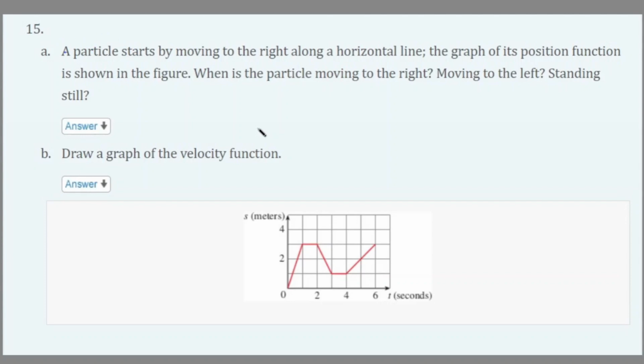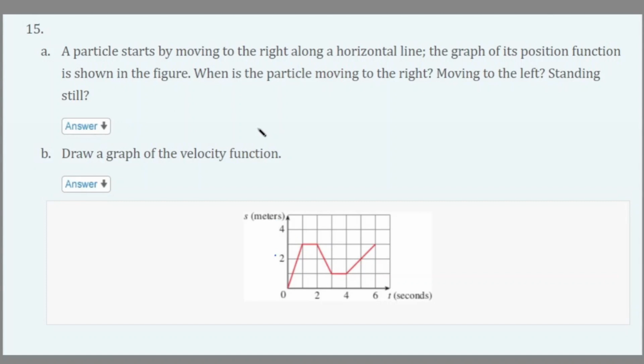Alright, so I want you guys to try number 15, and so you could pause the video and try that. Alright, so number 15 is we're going to base our answers on this graph on the bottom. So a particle starts by moving to the right along a horizontal line. The graph of its position function is shown in the figure. When is the particle moving to the right, moving to the left, or standing still?